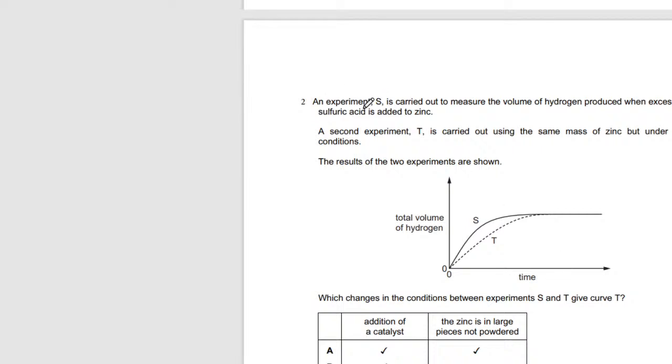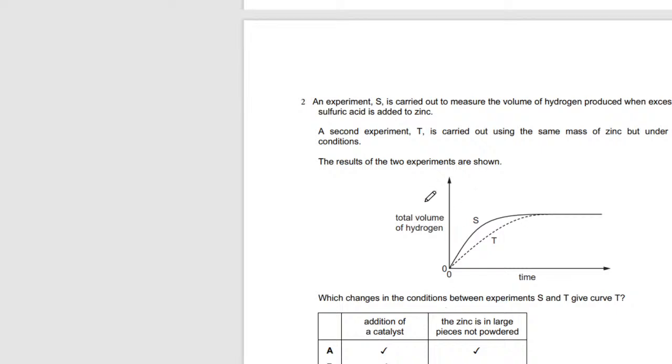Okay, the next one says an experiment S is carried out to measure the volume of hydrogen produced when excess dilute sulfuric acid is added to zinc. And then we have the results of the 2 experiments shown. So which changes in the conditions between experiments S and T give curve T?